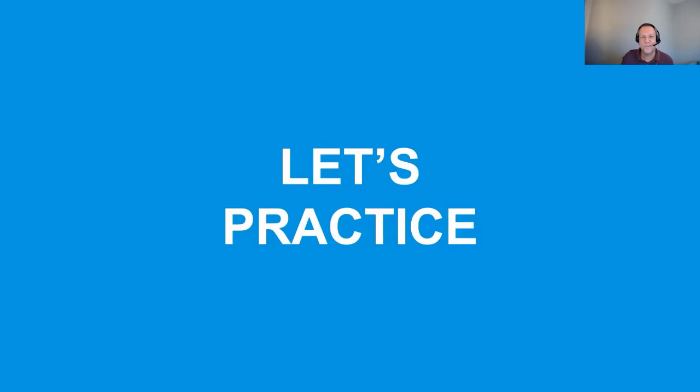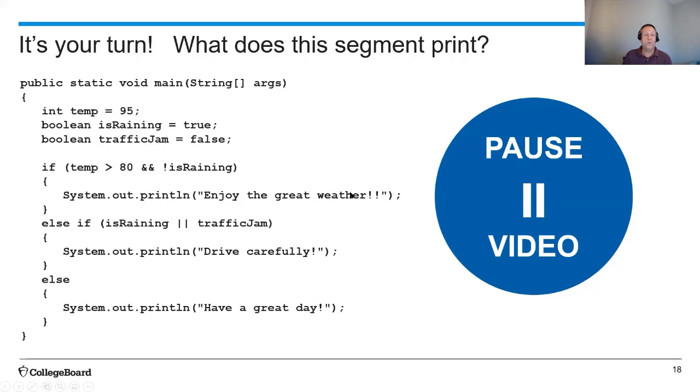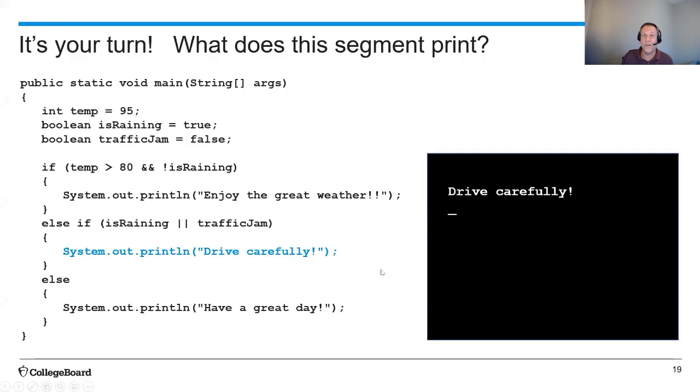So let's practice. Here is a code segment with a few variables. I've got an integer and two Boolean variables, and then a series of if statements with our logical operators in here. Why don't we hit pause on the video, go through this code segment, and see if you can figure out what this prints. Go ahead and hit pause, and come on back when you're ready to look at the answer. All set? All right, well, here we go. What's this going to print? It's going to print out drive carefully.